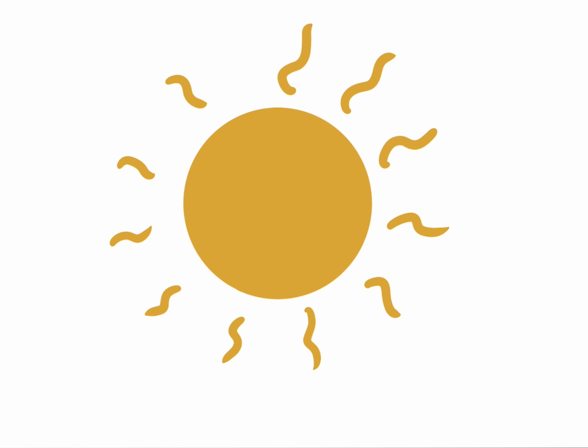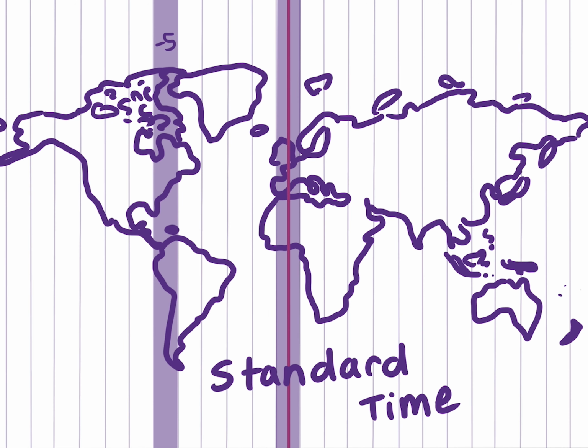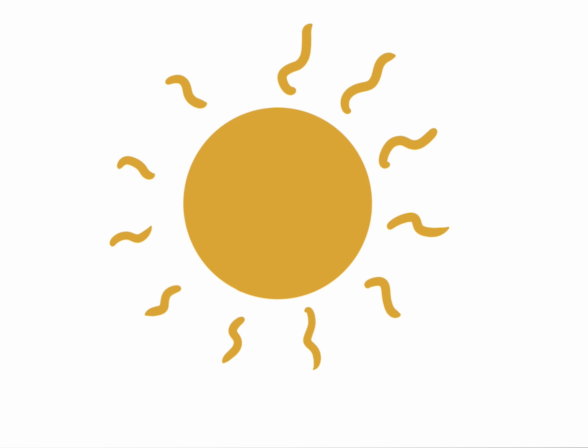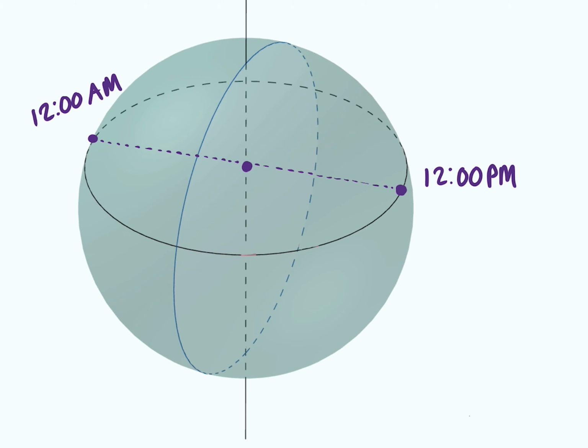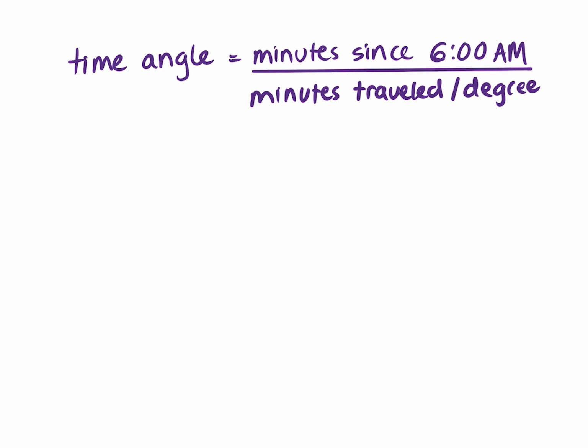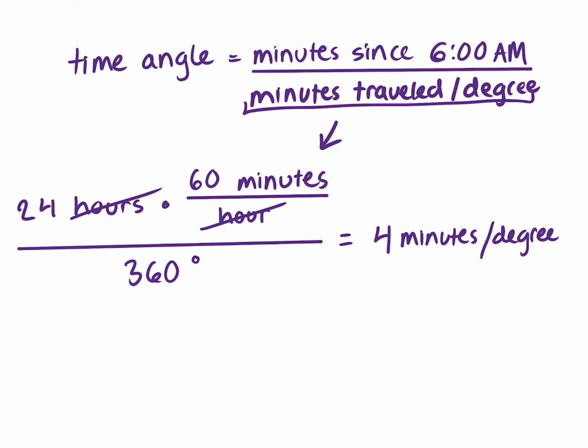Time is based on the position of the sun in the sky, but because of our timing conventions, clock time is not always perfectly accurate to the sun. So right now I'm talking about real solar time. If the sun's peak is at noon, then the opposite is midnight, and in between would be 6 a.m. and 6 p.m. We can find our angle on this circle by dividing minutes by the number of minutes it takes Earth to rotate 1 degree, which is 4 minutes.